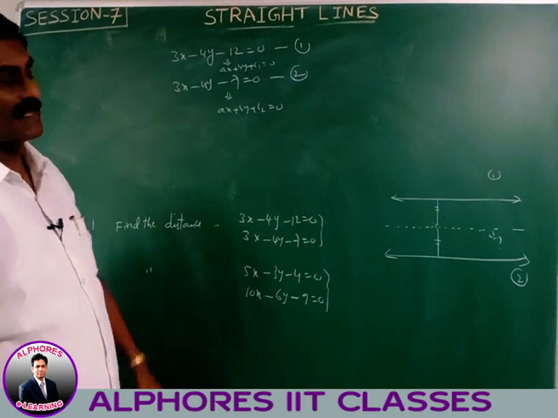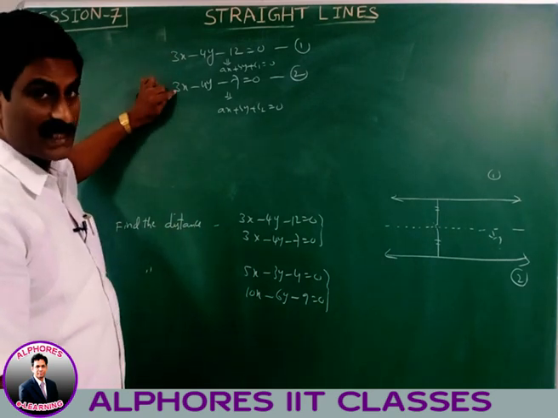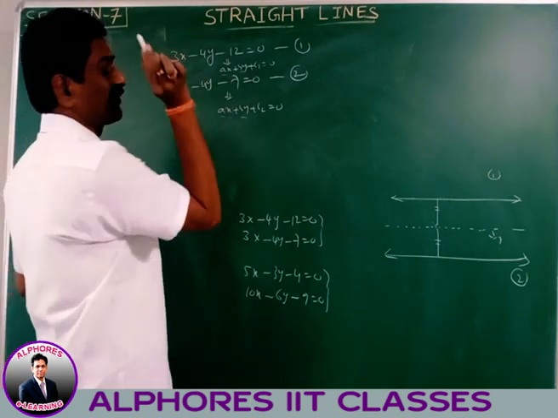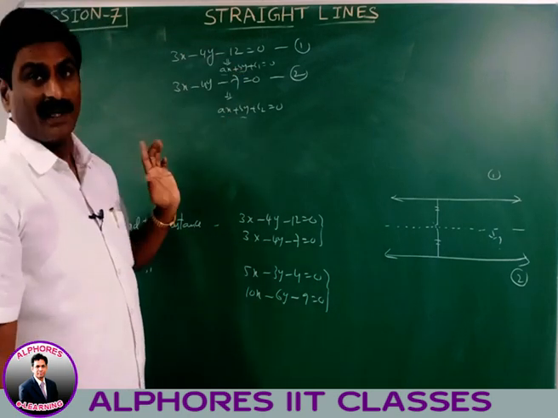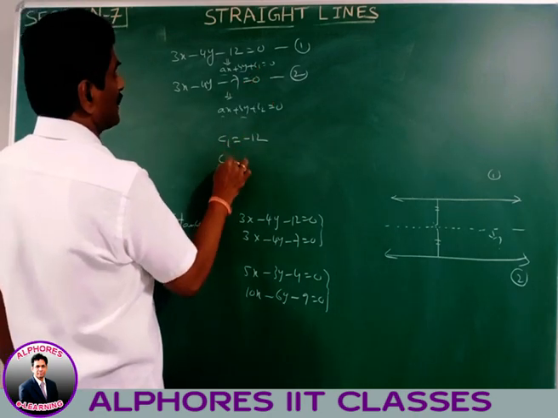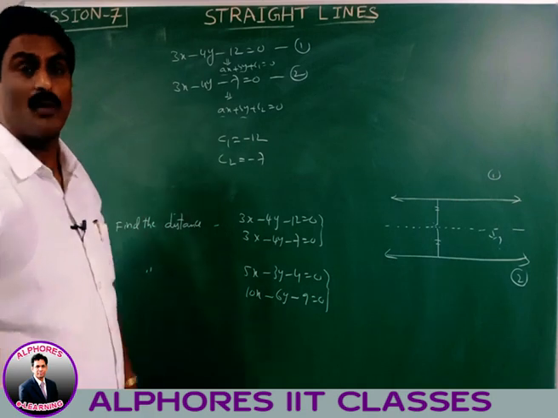Please observe these values. Here the x coefficient is 3, and the x coefficient is 3. The y coefficient is minus 4, and the y coefficient is minus 4. These are the same. The constant terms are different. Here c1 is minus 12, and c2 is minus 7. What is the distance between the two parallel lines?